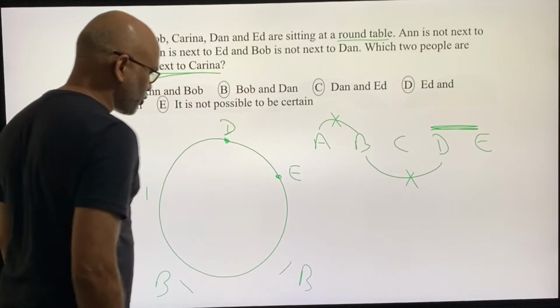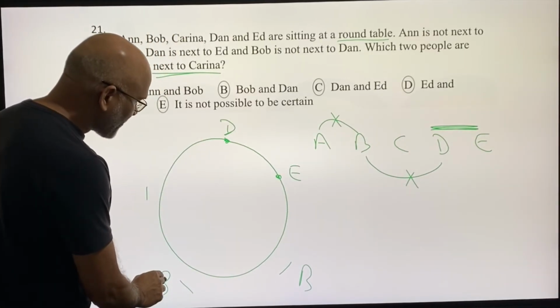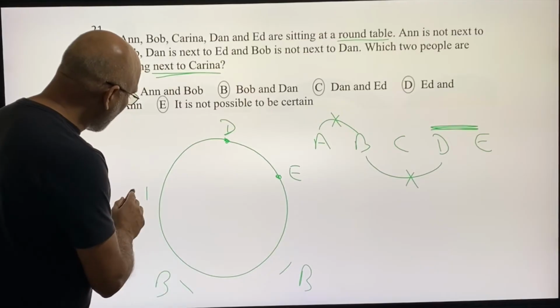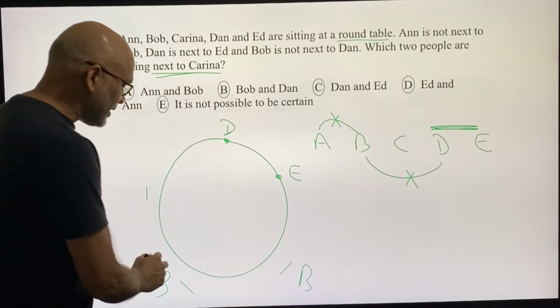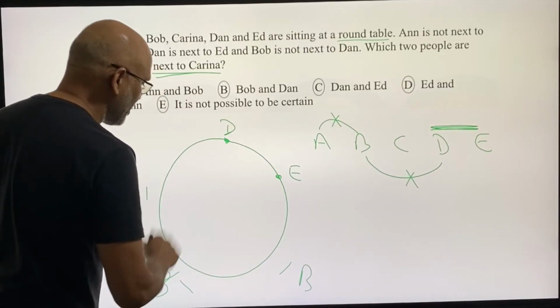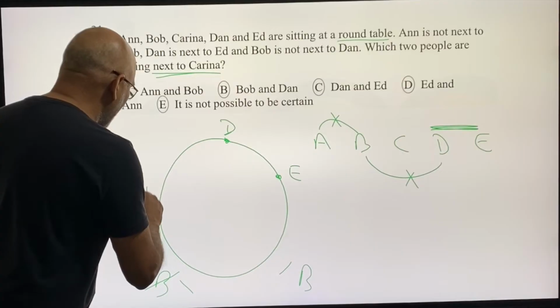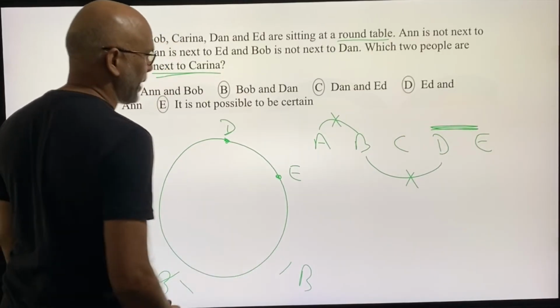Now, A is not next to B. Okay, if I put B here, no matter whether I place A here or here, A is going to be next to B. Therefore, B cannot be here. B has to be there so that A can be here, right? So that A is not next to B.